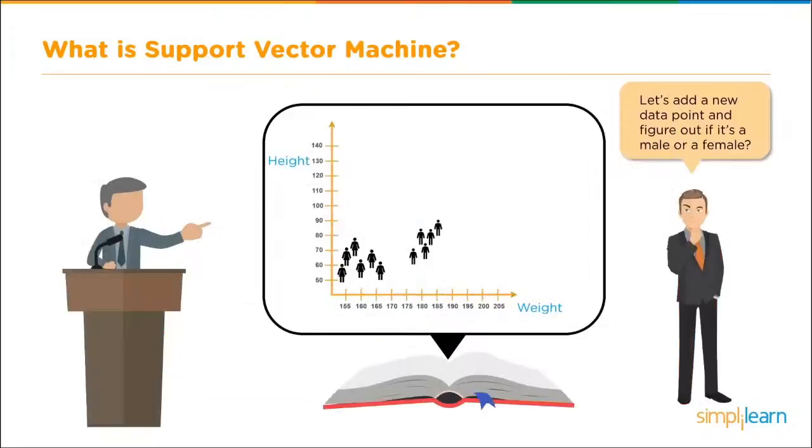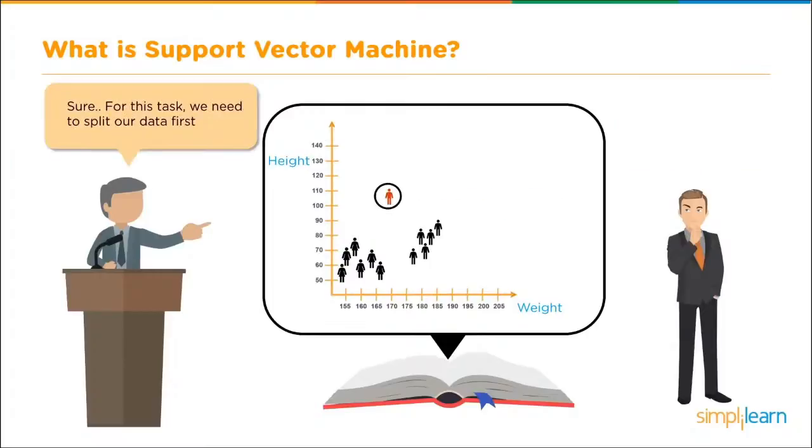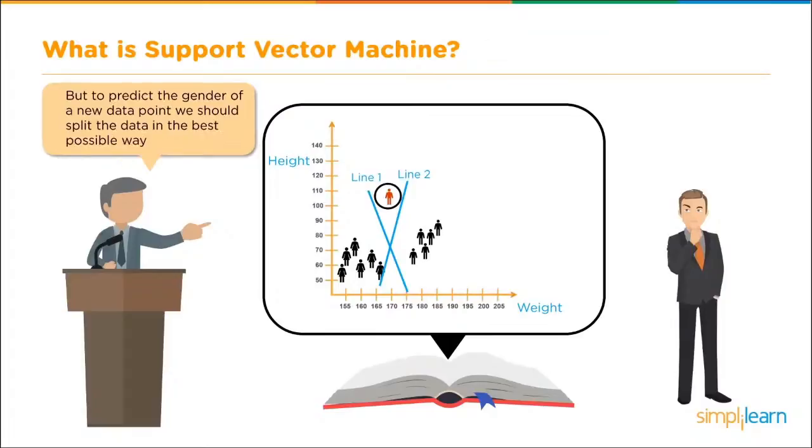So you can see here we have 2 groups based on the height versus the weight. On the left side, we're going to have the women. On the right side, we're going to have the men. Now, if we're going to create a classifier, let's add a new data point and figure out if it's male or female. Before we can do that, we need to split our data first. We can split our data by choosing any of these lines. In this case, we draw in 2 lines through the data in the middle that separates the men from the women. But to predict the gender of a new data point, we should split the data in the best possible way.